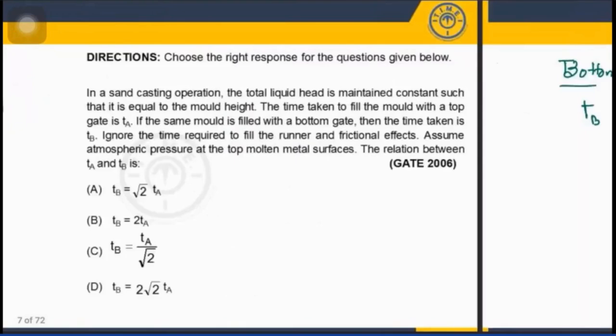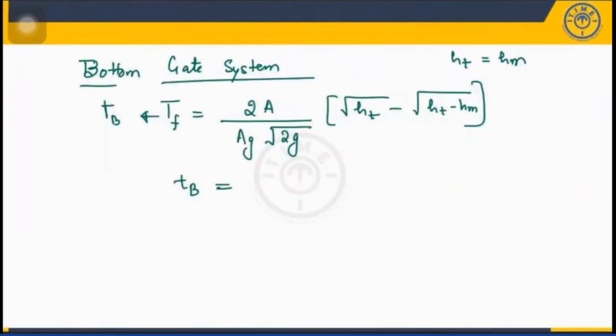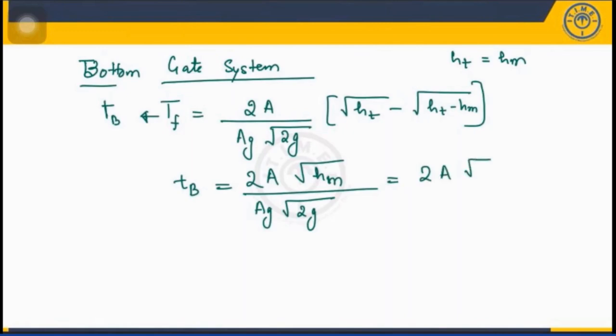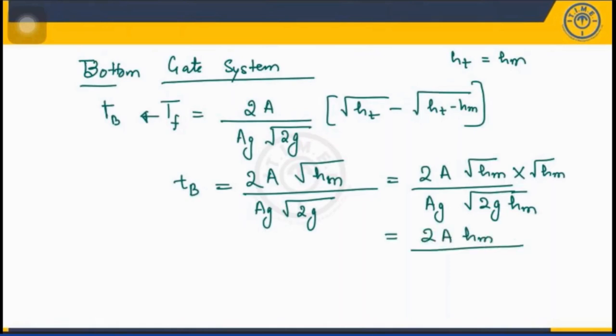Now, if you take HT equal to HM, then what is this formula? So 2A by Ag root 2g. HT equal to HM means this term will become 0, so it becomes HM. You can put either HT or HM because both are the same. If I multiply by root of HM in both denominator and numerator, what do you get? Here it is also HM, so HM root HM becomes HM. And you know that this HM value is equal to HT, and this is the standard result. But how this result came, that I'm going to discuss.